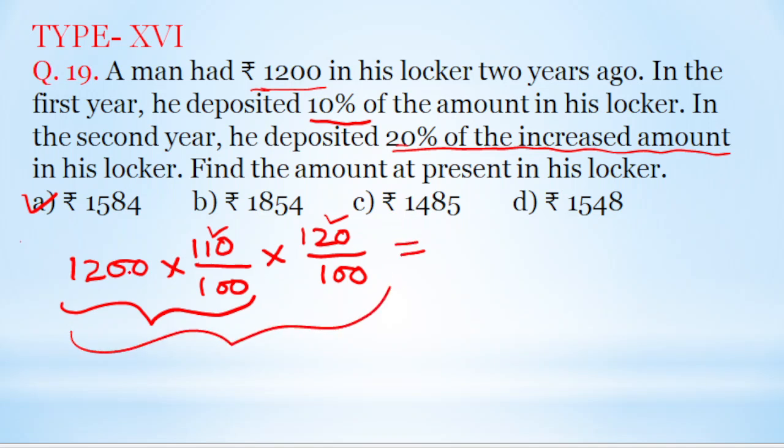So after solving it, this 20 cancels these 2 zeros, and this 0 cancels these zeros, again this 0 cancels these zeros. That means after multiplication we are getting rupees 1584. That means here the option A is the right answer.